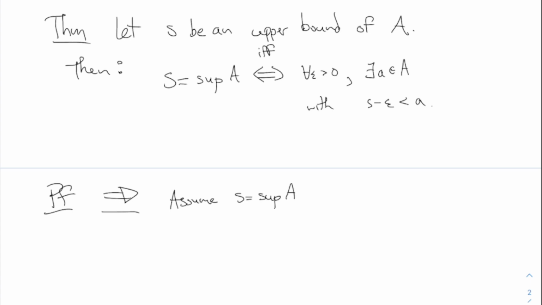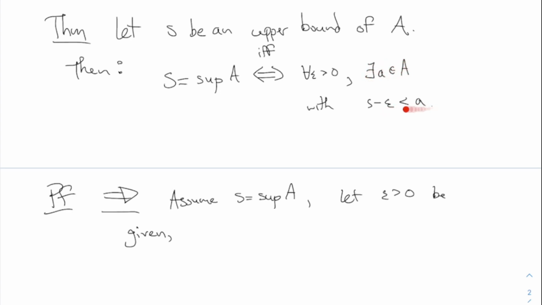That is, it is the least upper bound. And I want to prove that stuff over there. Perhaps you remember, when I need to prove something which begins with for all epsilon greater than 0, I begin the proof by saying, let epsilon greater than 0 be given. Then I have to show that stuff. So assume S is the sup. Let epsilon greater than 0 be given. And I want to show this.